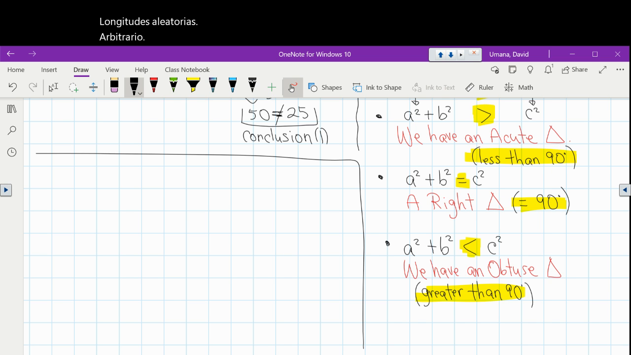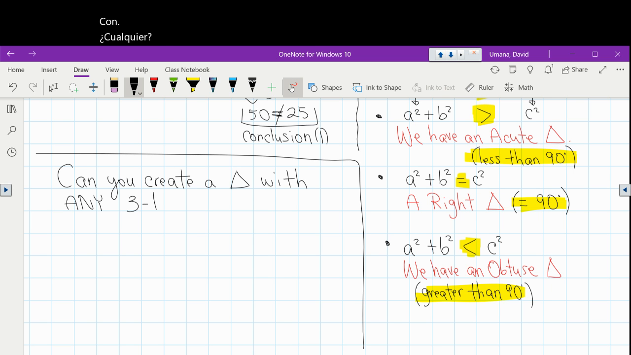So, here's the question I want to ask. Can you create a triangle with any 3 lengths? Is it possible to make a triangle with any 3 lengths?